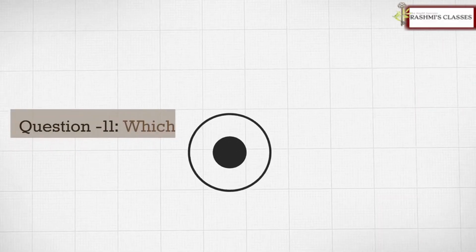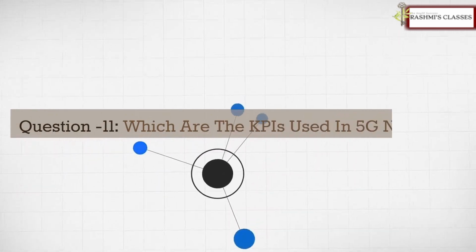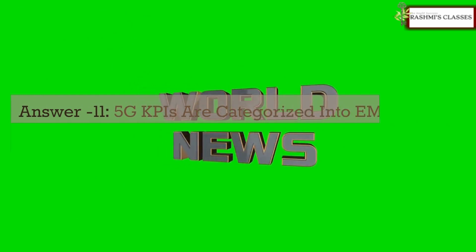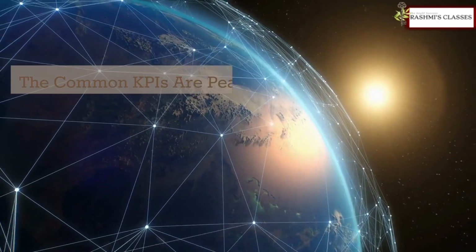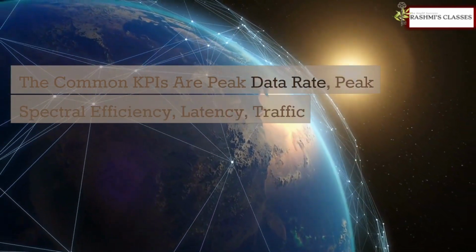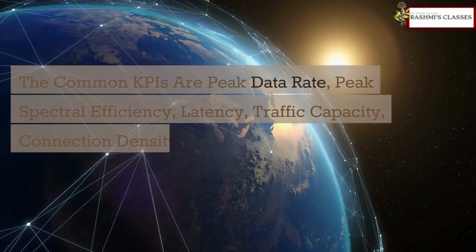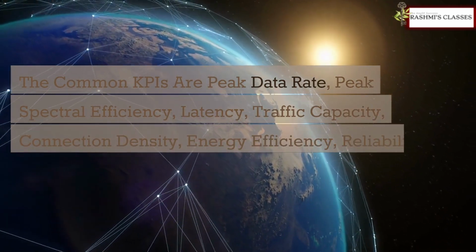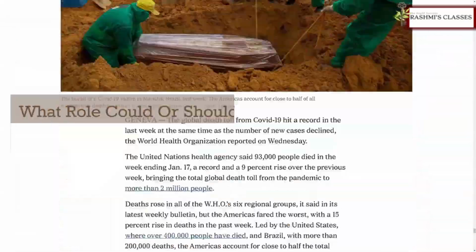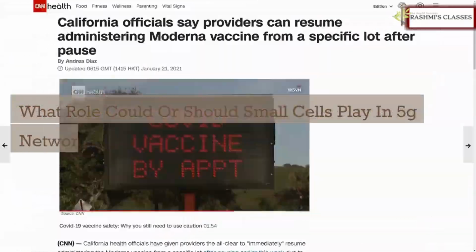Question 11. Which are the KPIs used in 5G-NR? Answer 11. 5G KPIs are categorized into eMBB, URLLC and mMTC. The common KPIs are peak data rate, peak spectral efficiency, latency, traffic capacity, connection density, energy efficiency, reliability and so on.